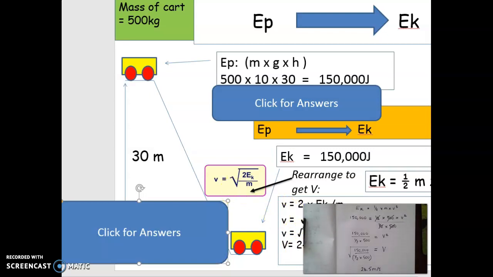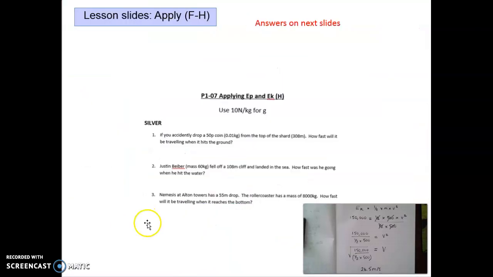Okay, so whichever method works for you, it's best to use the mass equation, but if you're not quite sure how to do that, going back to this, just learning this would be exactly the same. 2 times EK divided by M is exactly the same as EK divided by 0.5 times M. So we end up with the same answer, 24.5. Excellent.